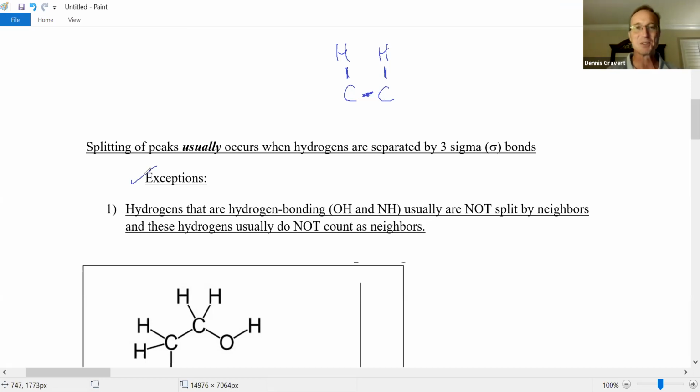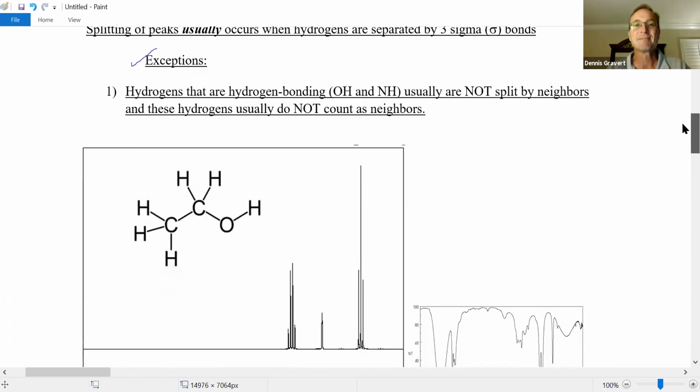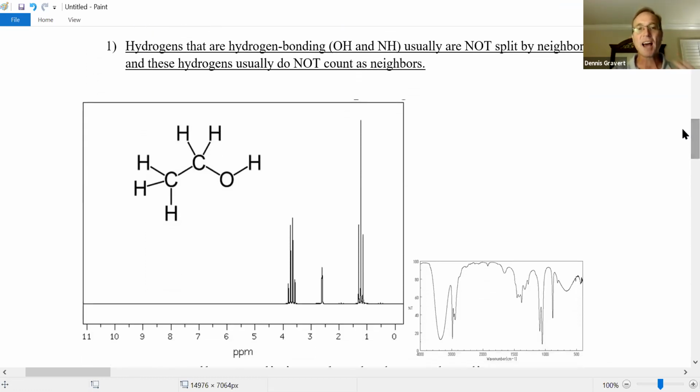However, nature, she makes the rules, so she's got a few exceptions. The first one, which violates that pattern, is that if a hydrogen is involved in hydrogen bonding, and for us that's going to be the alcohol groups, the amines, amides, carboxylic acids, those types of groups, OH and NH groups, they can hydrogen bond. Well, that hydrogen, when it's participating in hydrogen bonding, doesn't often split its neighbors, nor do its neighbors split that hydrogen. Okay, this might help clarify it through an example.